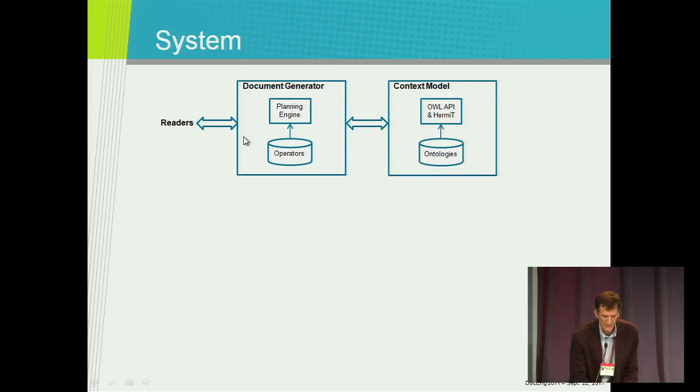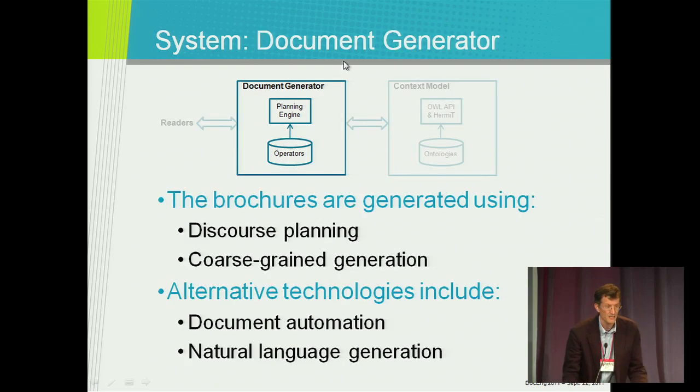The document generator is based upon a top-down hierarchical planner that's been common in AI for many, many years. It's configured with declarative plan operators that are specifically set up to build a discourse tree that's rhetorically annotated. Okay, so that's a discourse planning technology directly out of the natural language generation community, from whence we hail, incidentally.